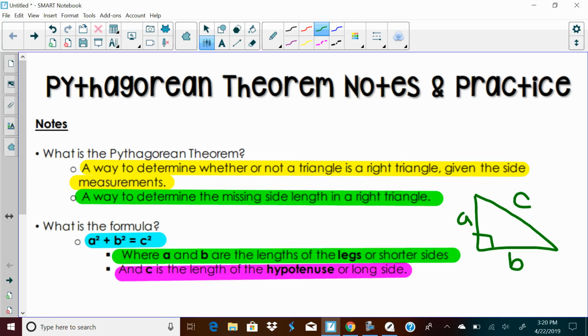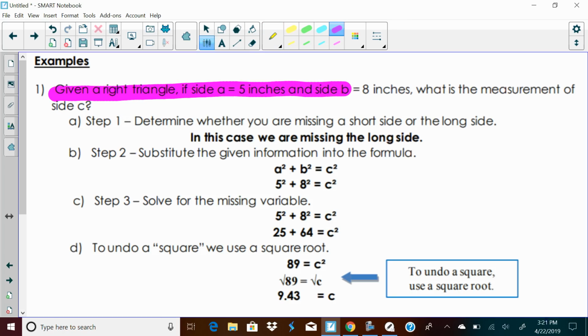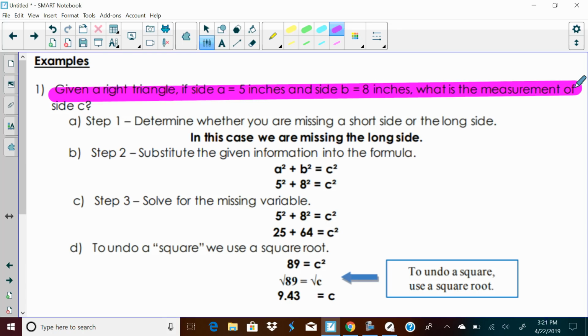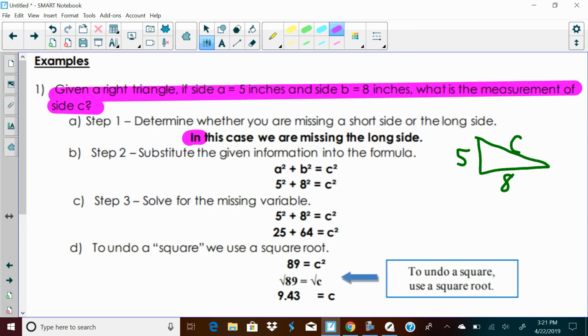Okay, so here are some examples. Given a right triangle, if side A is 5 inches and side B is 8 inches, what is the measurement of side C? Step one is to determine whether you're missing the short side or the long side. In this case, it told us we had A and B. So if we drew a triangle, this is 5, this is 8. So we are missing the long side.